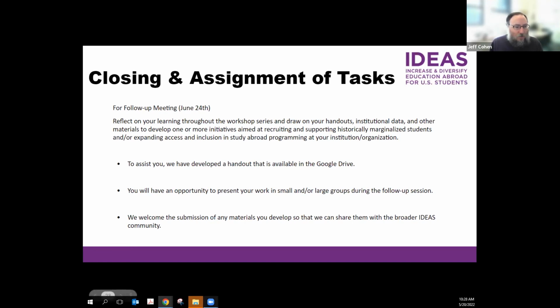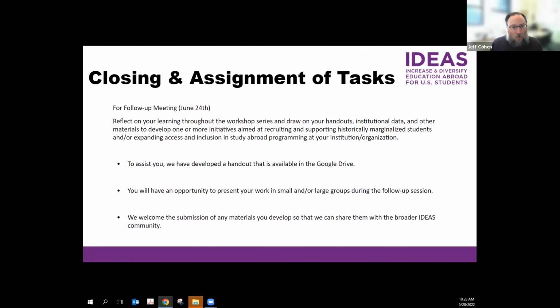So as I mentioned, our follow-up meeting is on June 24th, and it's really an opportunity for us to reconnect around the lessons that we've been learning together, the knowledge we've been generating together throughout this past month. And so it'll be broken up into a series of subsections. So we'll hear again from our colleagues at IDEAS and World Learning to help us think about what we've learned and some of their future plans for workshops.